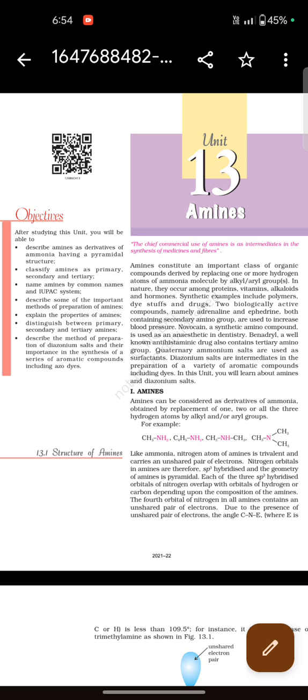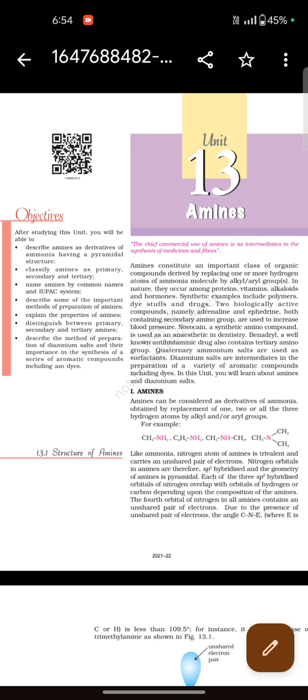Here are examples of amines: CH3NH2, C6H5NH2, and CH3NHCH3 (dimethylamine).